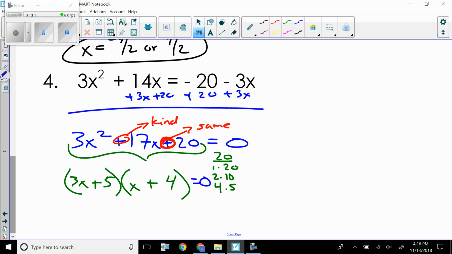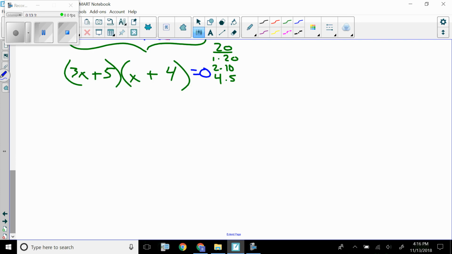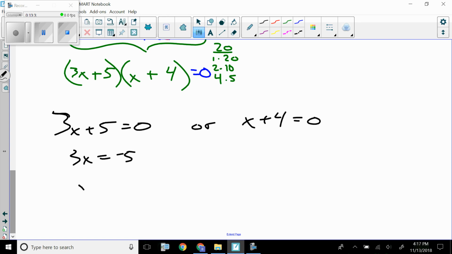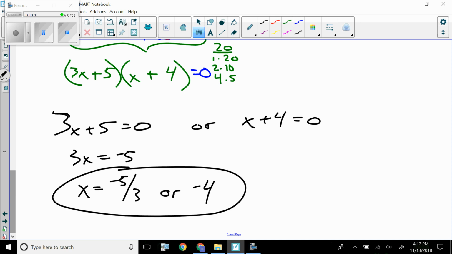Set it equal to 0 like I had above. And now I'm set up to use the property. That's 3x plus 5 equals 0, or x plus 4 equals 0. Subtract, and I get negative 5/3 or a negative 4. Great time to pause the video, double check that you understood how we did that.